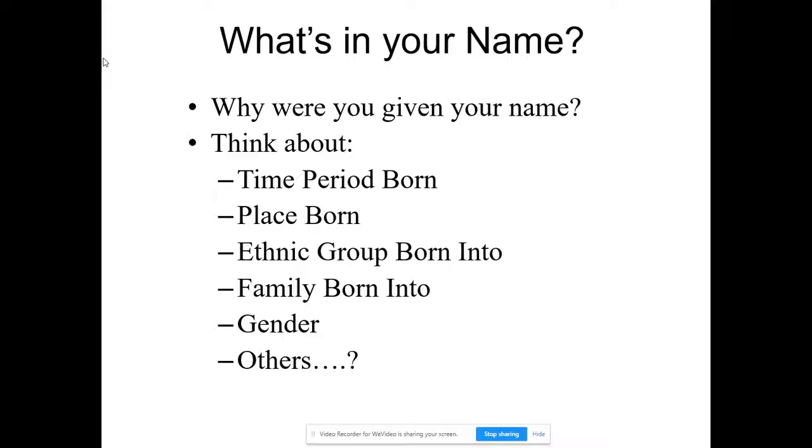The ethnic group that you were born into? The family that you were born into? Your gender? Is there anything else that you can think of? Maybe religion, language, celebrities. All of these things can influence a person's name. And they're beyond individual personal preferences, but really larger social forces and factors at work influence our names.